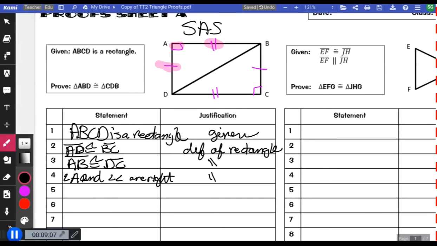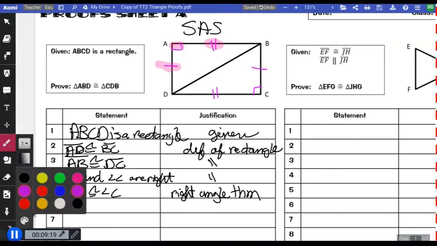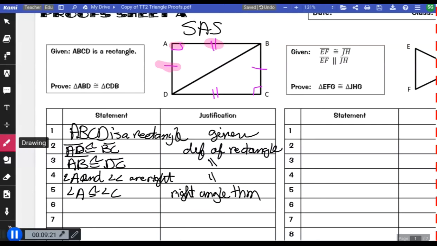So now I have the two sides and the included angle. So the triangles are congruent by side, angle, side.